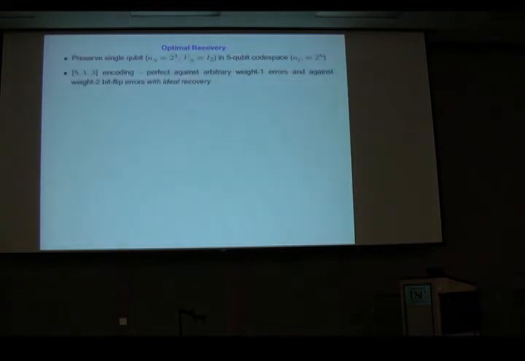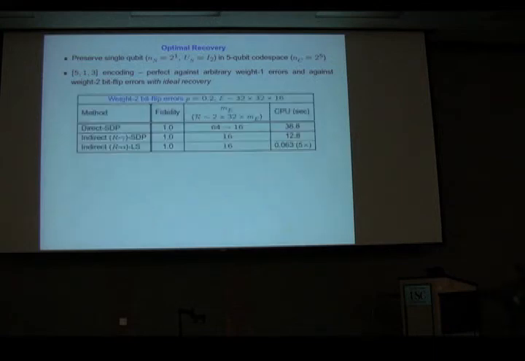Let's look at another example with optimal recovery using the 5-qubit code. You can go on and on with this, but here, what are we doing? We're starting with the 513 encoding. And of course, what you'd hope is that if we had weight 2 bit flip errors, we would get fidelity 1, which we do. And we actually recover what's considered the ideal recovery for the 513 code. And again, we see we can reduce to a 16-element OSR, which means it's a unitary recovery. Notice the times, though.